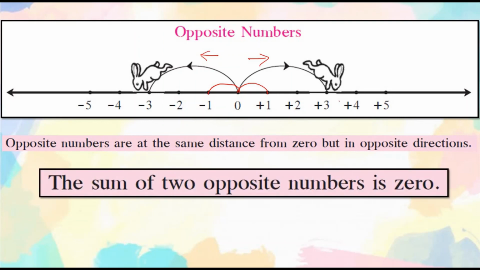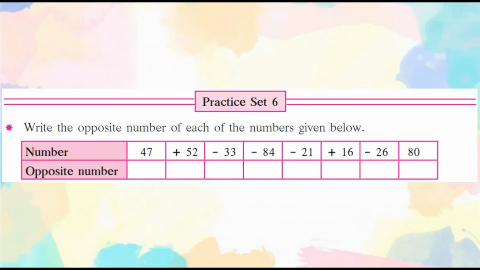Okay. The sum of two opposite numbers is 0, which means when we add two opposite numbers, for example, -5 plus 5, our answer is always going to be 0. Similarly, one more example, -192 plus 192. Answer is always going to be 0. Sum means addition. Adding two opposite numbers, answer is always 0. Now with this, we start practice set 6. We are supposed to write down the opposite number. Write the opposite number of each of the given numbers below.